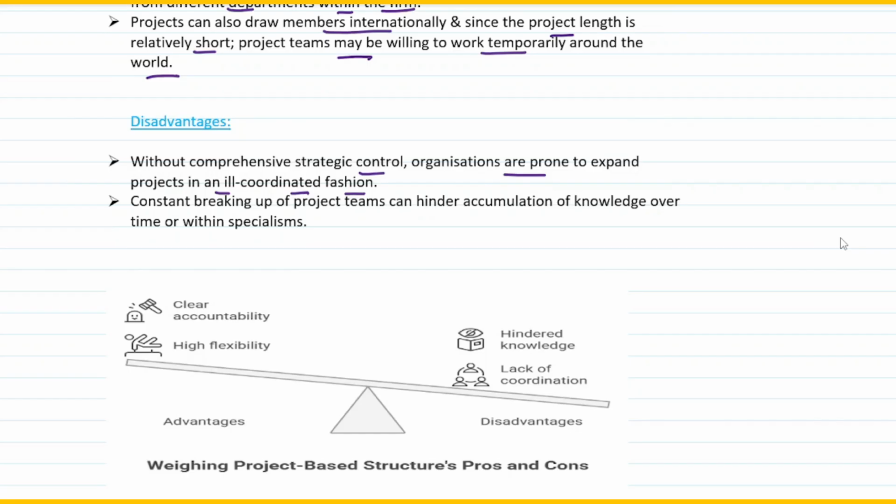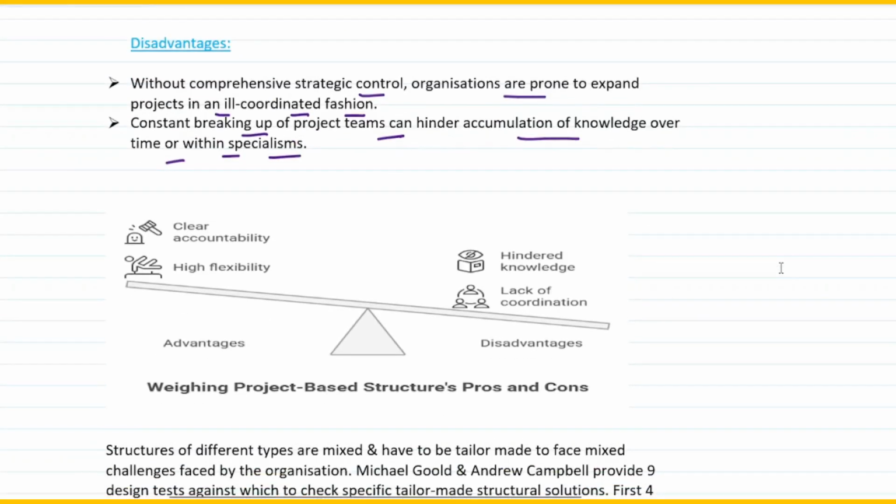Similarly, you would see that constant breaking up of project teams can hinder accumulation of knowledge over time or within specialism. So again, you can simply say there may be a conflict, there may be a difference of opinion, and hence it can lead to the breaking of the projects, right? So these are the two different disadvantages, right? So what are the various advantages? First of all, there is clear accountability and high flexibility, whereas when you talk about the disadvantages, there may be hindered knowledge or a lack of coordination, right?